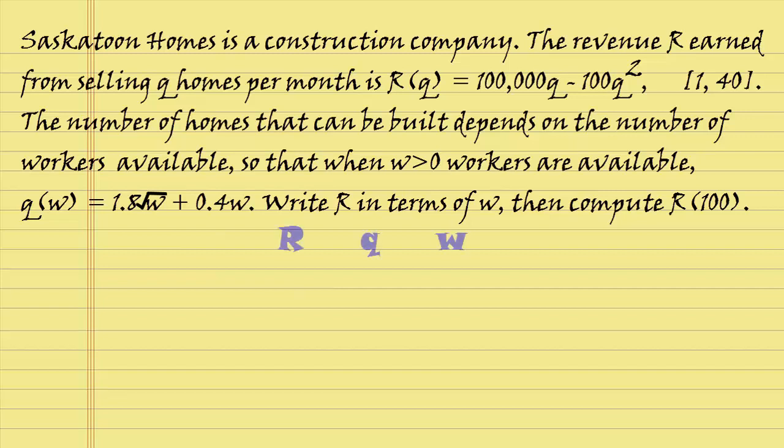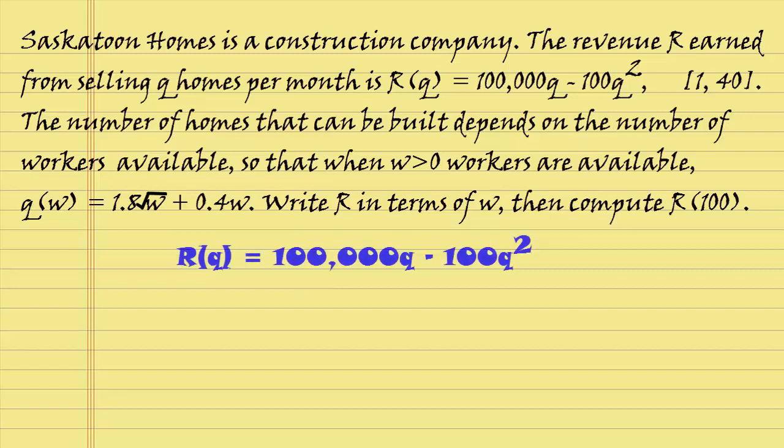Right now we have the relationship that R, the revenue, depends on Q, and Q, the quantity of houses built, depends on W, the number of workers available. We want to write R in terms of W. That is, we want R to be a function of the number of workers W. To do this, we perform function composition.